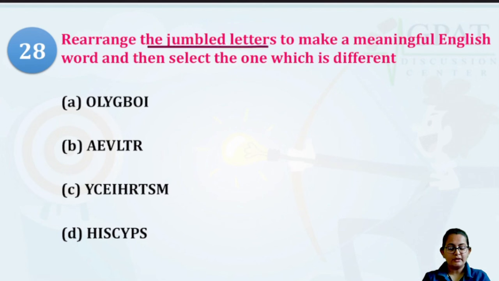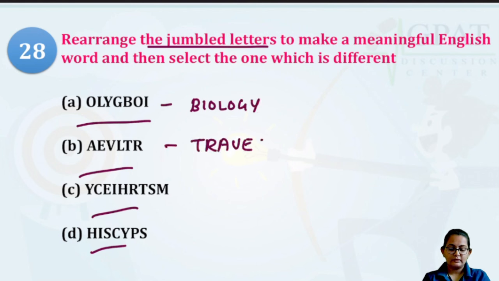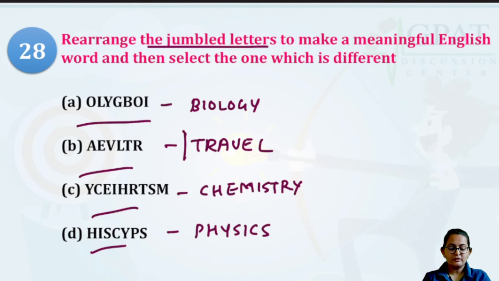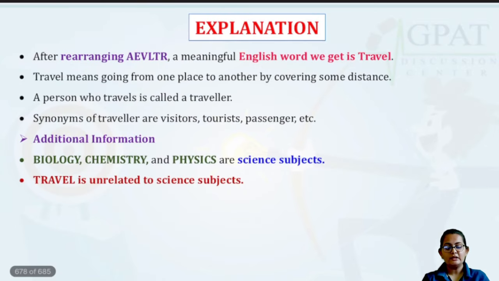Then, rearrange the jumbled letters to get a meaningful word. You have to rearrange those letters and get a meaningful word. After getting the meaningful word, try to find the odd one out. Let me first pause the video, try it out, and I will let you know the answer. First one is biology. Second one is travel. Third one is chemistry. And fourth one is physics. That means the odd one out is travel, because the others are related to subjects. Travel is not related to any subject.